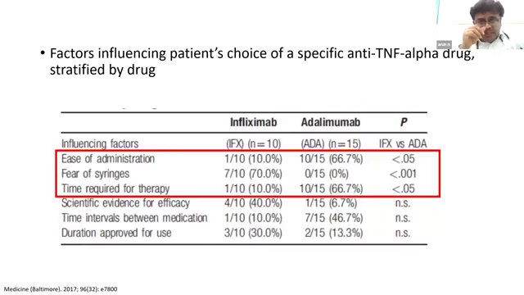And factors influencing patient choice of a specific anti-TNF alpha, stratified by drug: early administration, fear of syringes, time required for therapy, and all the pointers will be there. But with adalimumab, the ease is that it will be available in a pen formulation, like an insulin pen, a small pen, and all those things you can use comfortably.